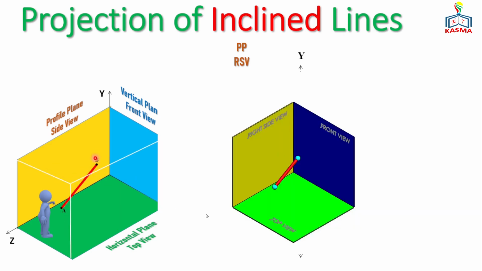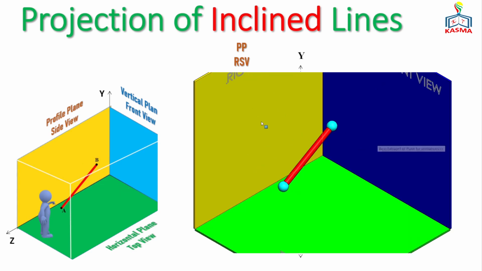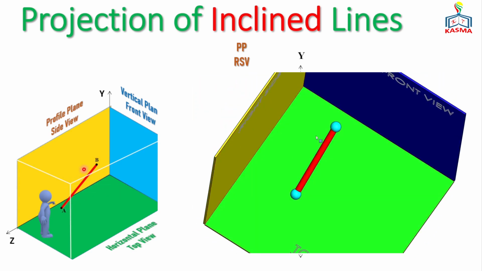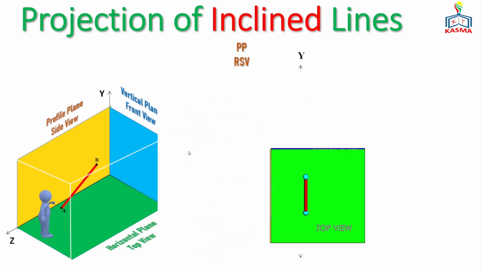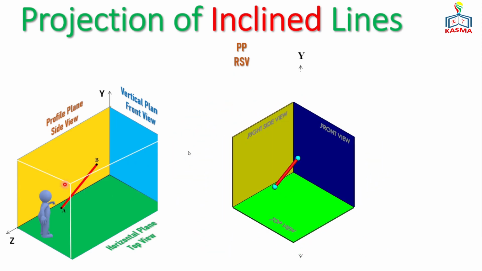Let me show you the projections of this line. If the line AB is parallel to the profile plane, it will have a true length on that profile plane, and it will have foreshortened lengths on the vertical and on the horizontal plane. So let's construct that one.